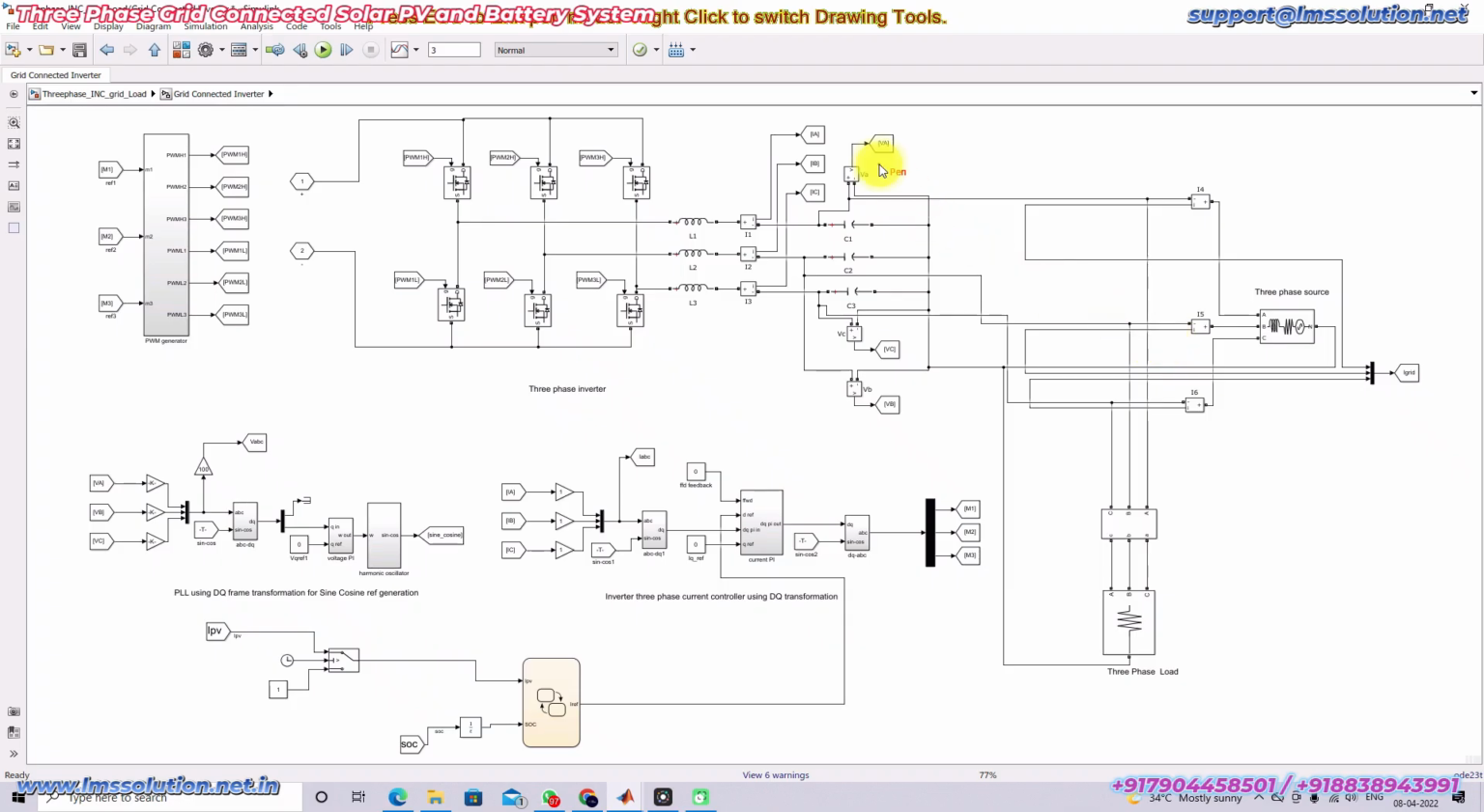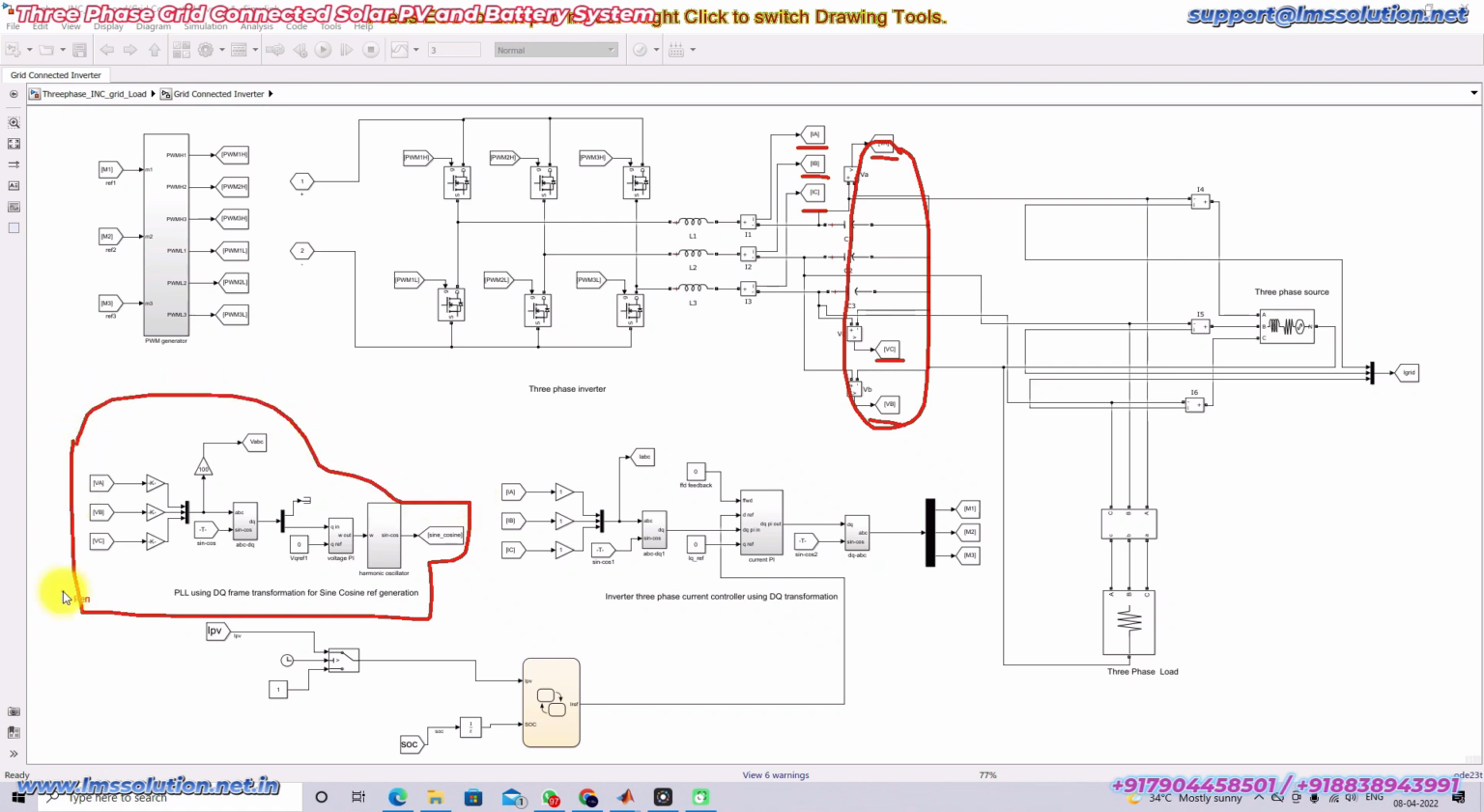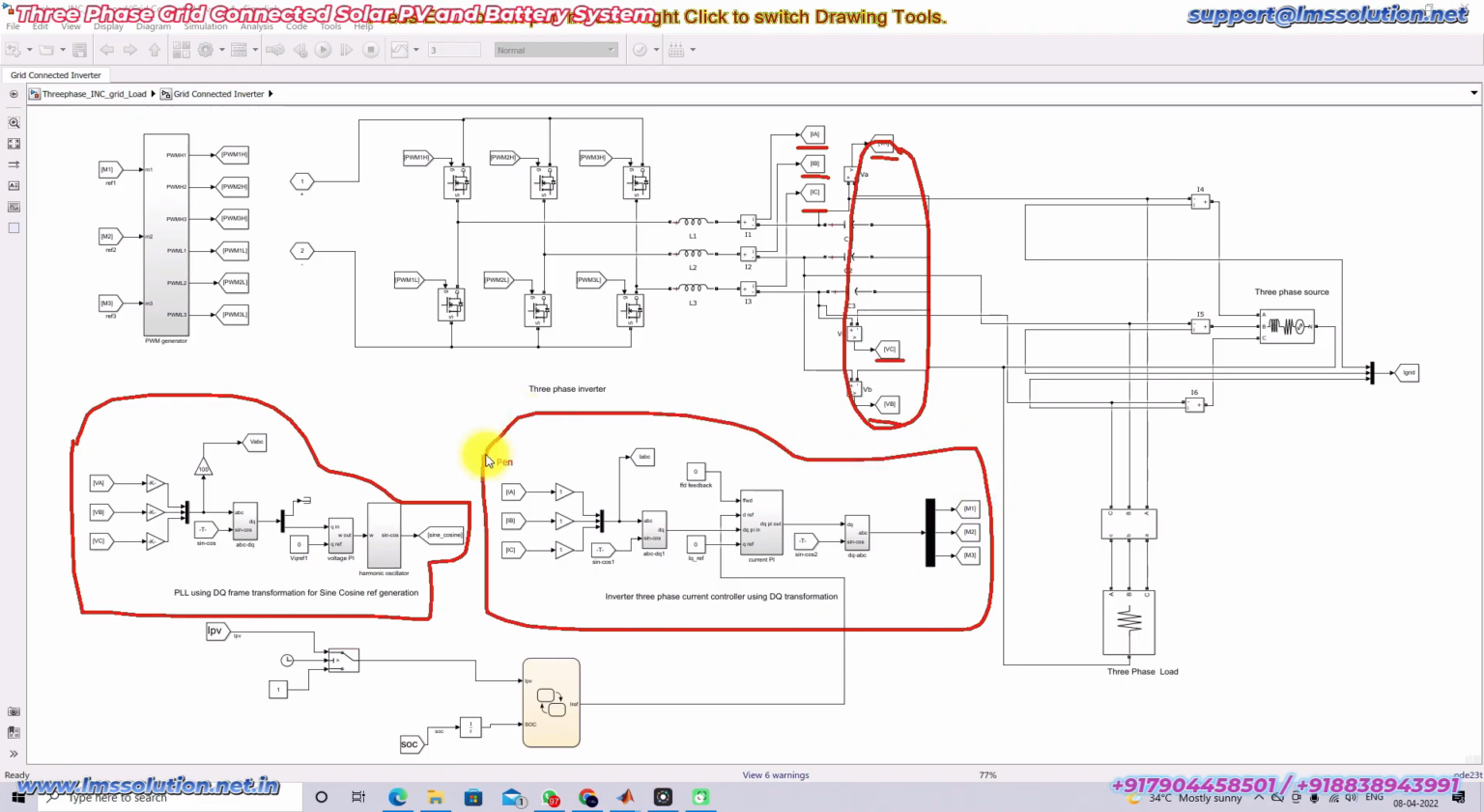For that, we are going to measure the voltage across the capacitor, and also we are measuring the current through the inductor. The voltage across the capacitor is used for generating the sine and cosine wave. So here we are going to apply the PLL concept, and by using the PLL concept we are generating the sine and cosine waveform. This is known as the current control algorithm for the three-phase inverter. Here you can see that we are measuring the inductor current of the inverter.